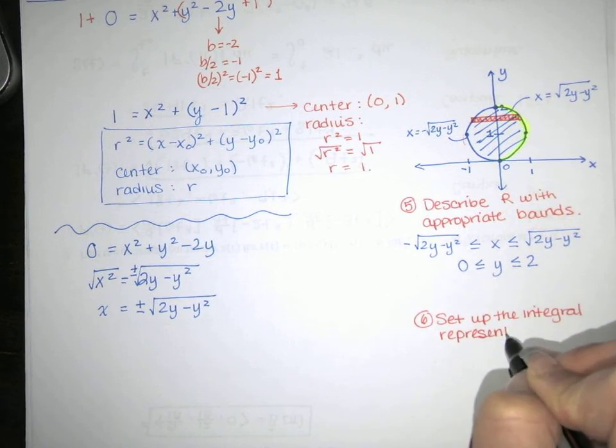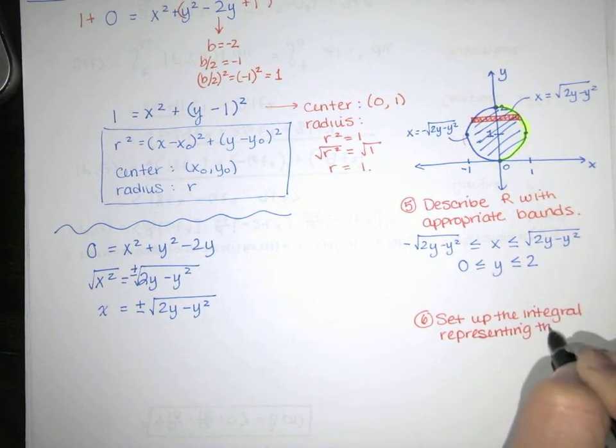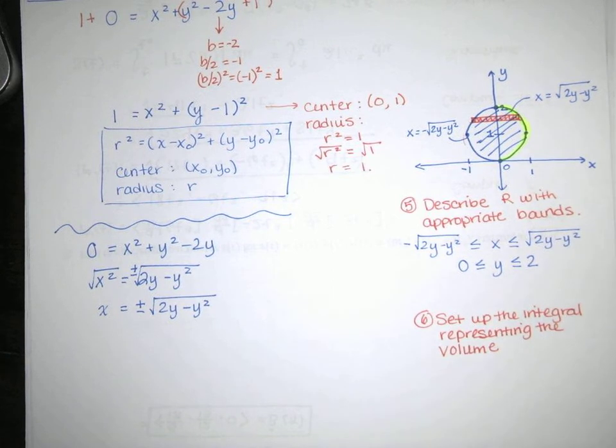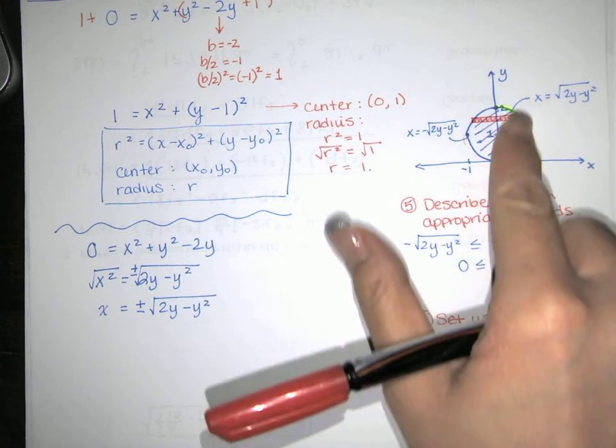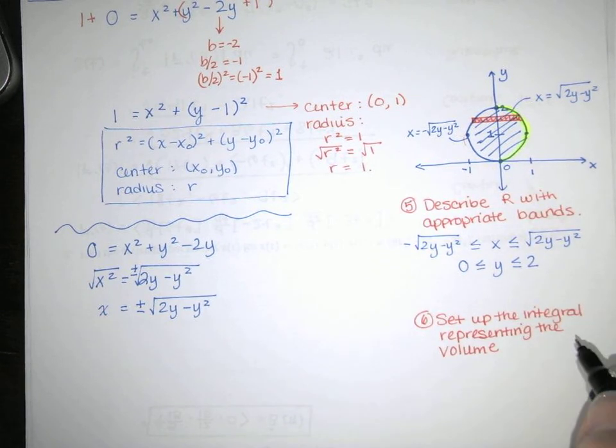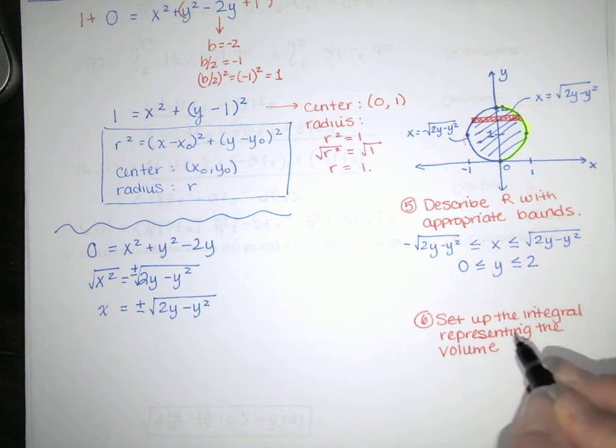You'll see in this section, in this chapter, what we'll keep doing is we'll keep drawing pictures and keep drawing projections of surfaces onto the xy plane, and then using the picture of the projection to find the appropriate bounds. So we're setting up the volume, or the integral representing the volume between the two surfaces.